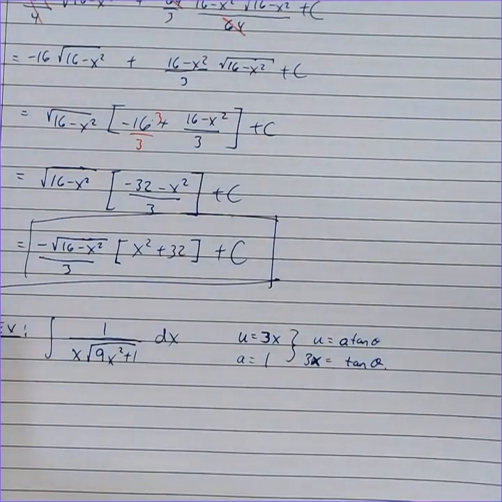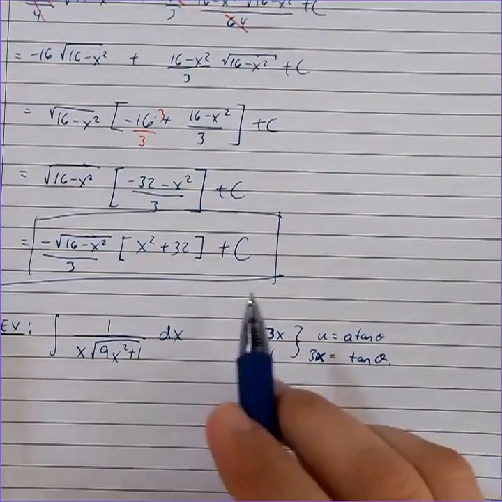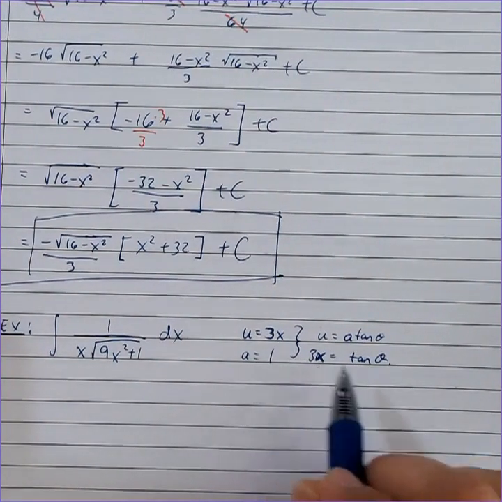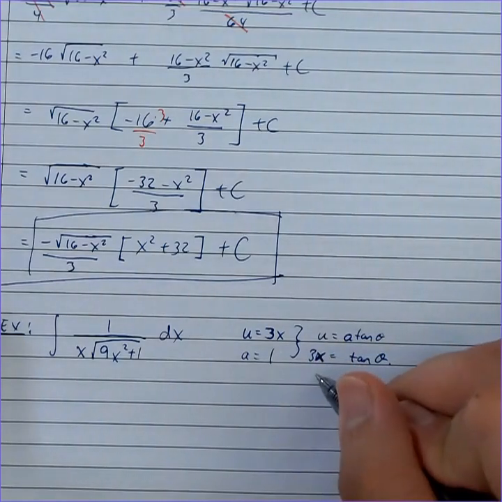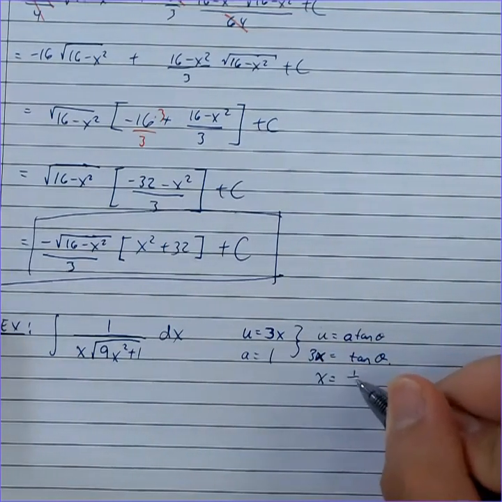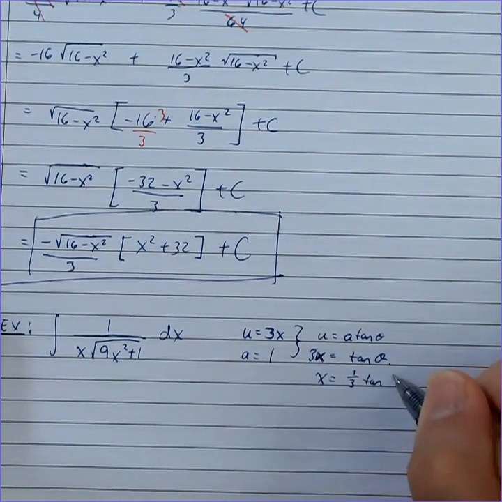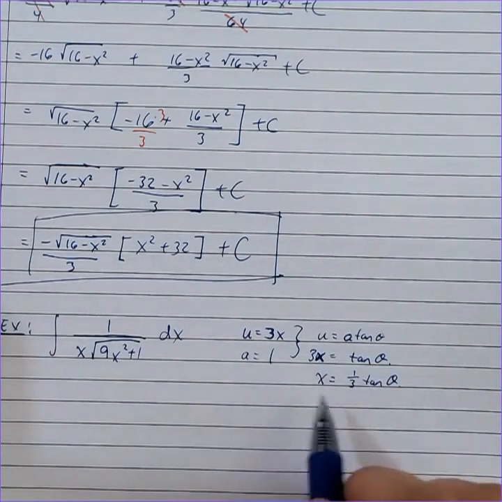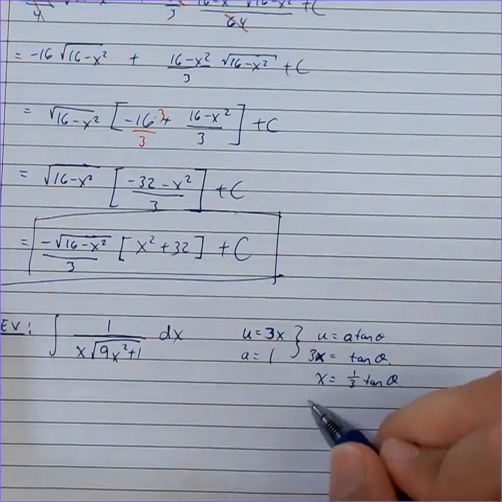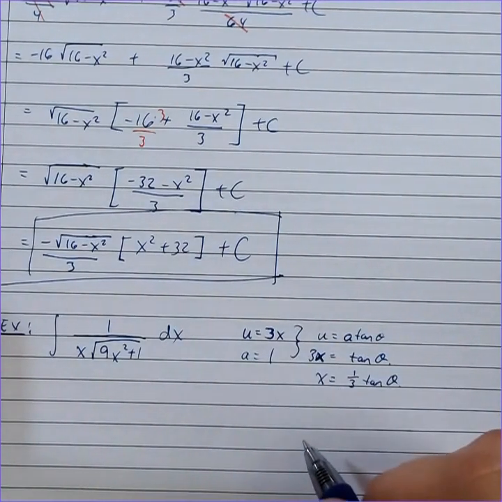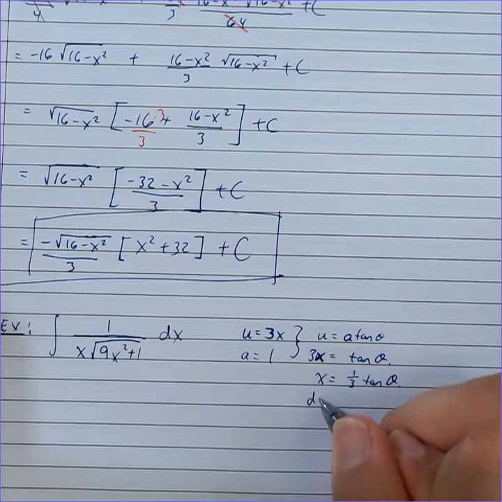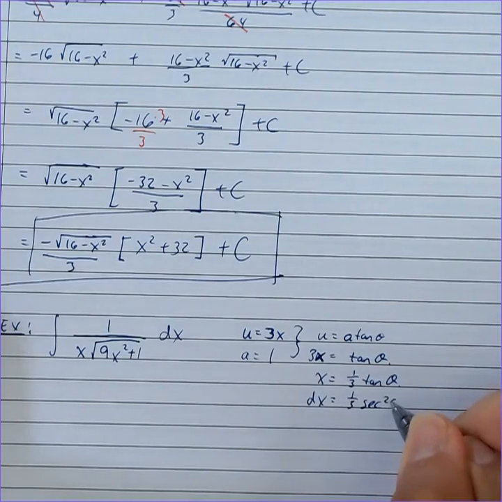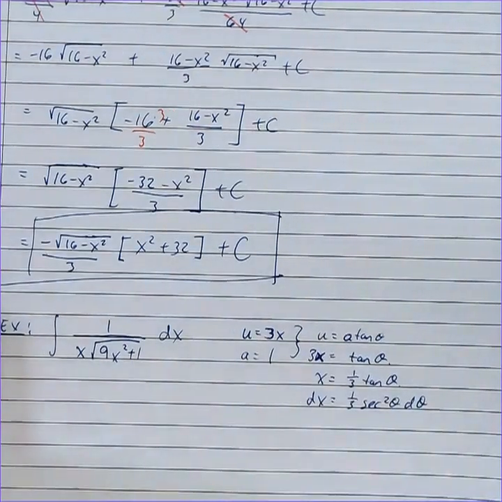Here, we generally want to simplify in terms of x, so it may be useful to us to just go ahead and divide everything by 3. So here we can say x is equal to 1/3 the tangent of theta. If you leave it this way, that's fine. If you write it this way, that's fine too. They both mean the same thing. Here, if x is equal to 1/3 tangent of theta, that means dx is going to be 1/3 secant squared of theta d theta. Just like that.